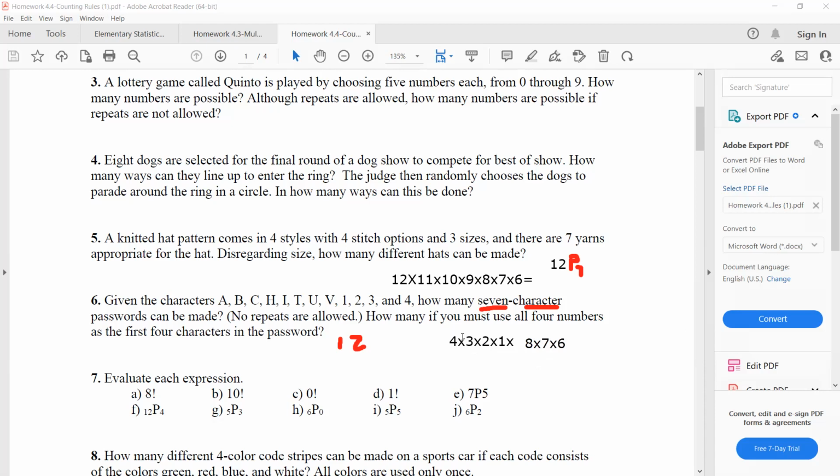Let me do a little bit of math here on the calculator. Let me write this down. 12 permute 7. And then this is going to be 4 times 3, 2 times 1, and 8 times 7 times 6. So we end up with... come back to the screen here.